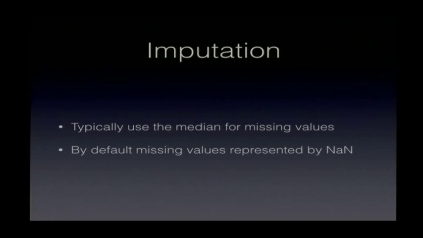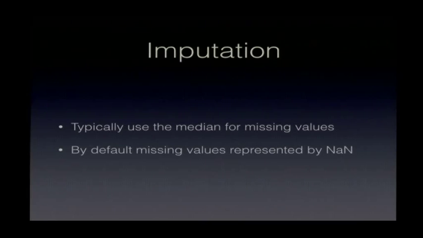Scikit-learn has tools for doing what's called imputation. And in random forests, you typically use the median for missing values. So if you imagine a feature, you've got some missing values for that feature. What you do is you calculate the median value for the feature, and then every missing value, you just replace with the median.